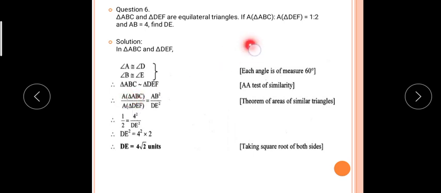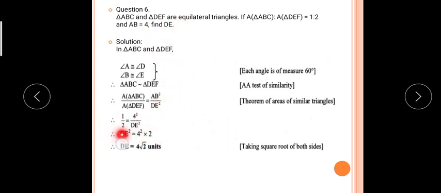Now, what is given? The ratio is given: area of triangle ABC upon area of triangle DEF. What is there? The ratio of areas of similar triangles is equal to the square of the corresponding sides, and by the theorem of area of similar triangles, what can we say? Area ABC upon DEF is 1 by 2. So AB is 4, squared, and DE squared as it is.